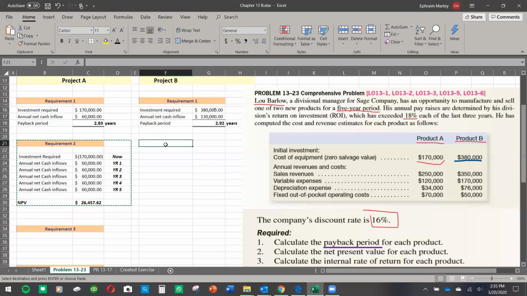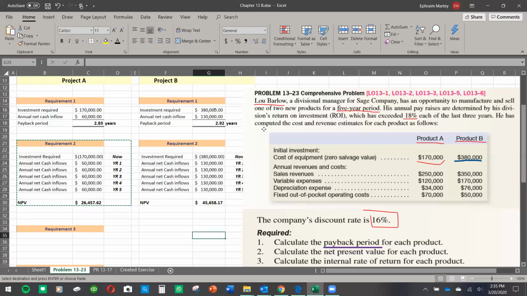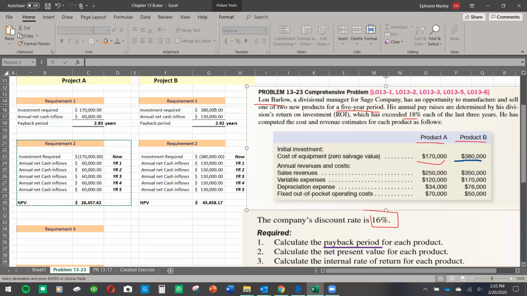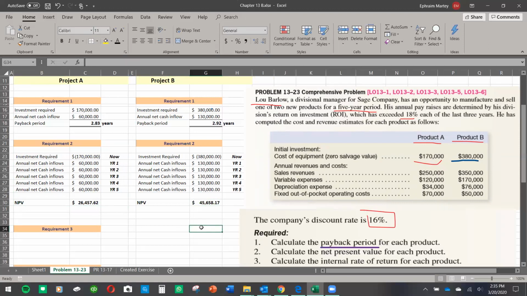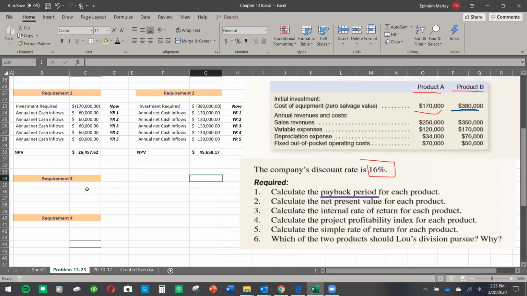Because we have already computed it, copy and paste it here, and then our net present value for project B is 45,000. So based on net present value, we know that project B will be more preferable than project A. Lou Ballo will prefer project B to project A when it comes to net present value.